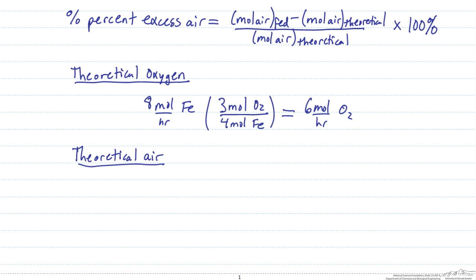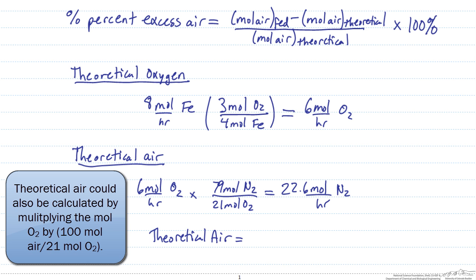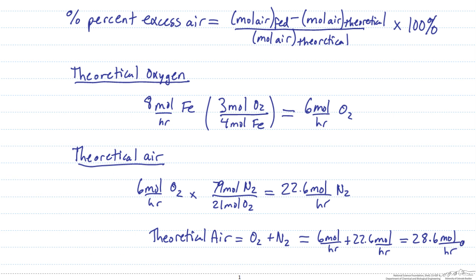Since our air stream contains more than just oxygen, we have to account for the fact that it does contain other things, namely nitrogen. So for every 6 moles per hour of oxygen, we know that we have 79 moles of N2 for every 21 moles of O2 in air. So this tells us that we have 22.6 moles per hour of N2 coming into the system. So our total theoretical air equals our oxygen plus our nitrogen, which equals 28.6 moles per hour of air.